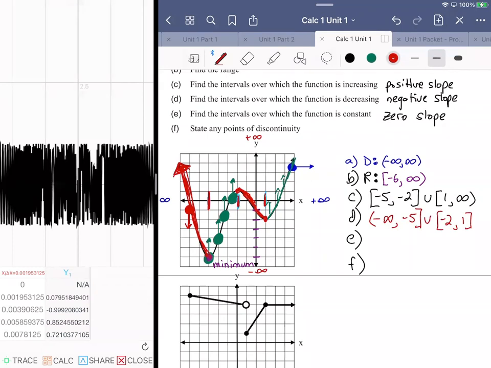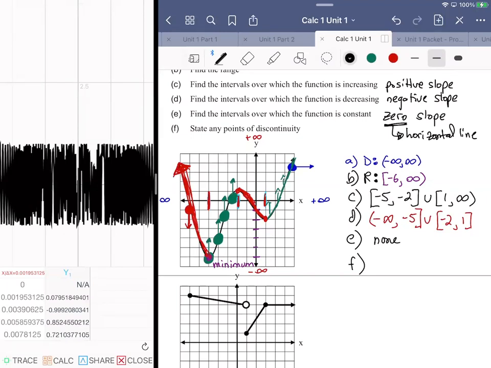Now we've accounted for every part of the graph. There's nothing that's been left out. So we know that there would be no interval for which the function is constant because there's no interval left. We've covered everything from negative infinity to infinity. Also, if we're talking about zero slope, we're talking about a horizontal line. All right, I don't see any horizontal lines. So this would be none or no solution, empty set, whatever.